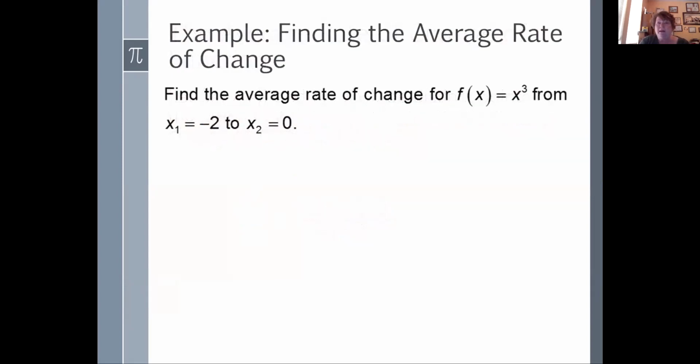So how do we calculate this then? Find the average rate of change for the function f of x equals x to the third from x sub 1 equals negative 2 to x sub 2 equals 0. So we're going to find the average rate of change from negative 2 to 0. Now, we could graph this on our calculators if we wanted to, and it looks something like this. Let's see if I can draw this. Looks something like this.